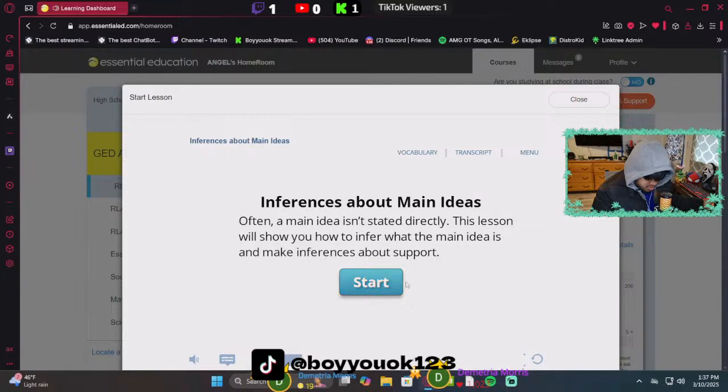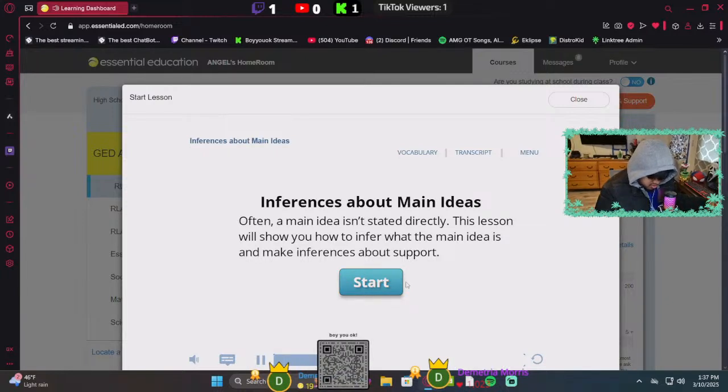Hi. This lesson is on inferences about main ideas. Often a main idea isn't stated directly. This lesson will show you how to infer what the main idea is and make inferences about support.